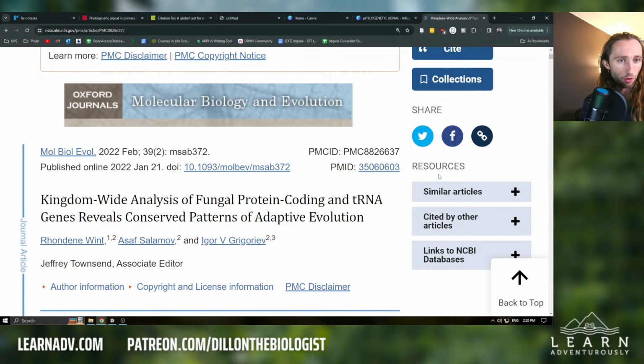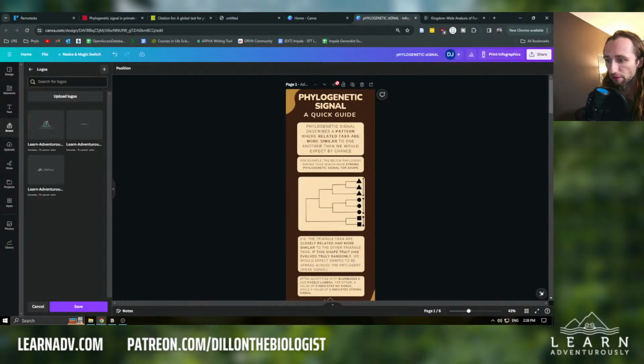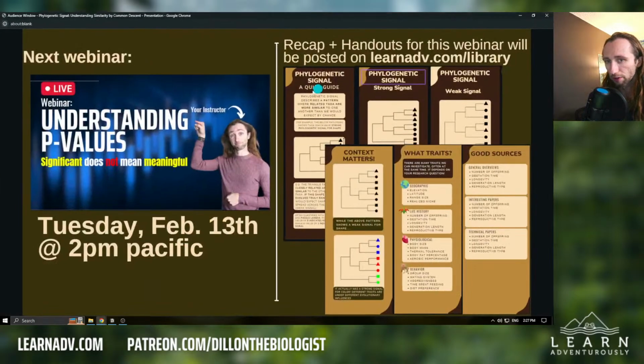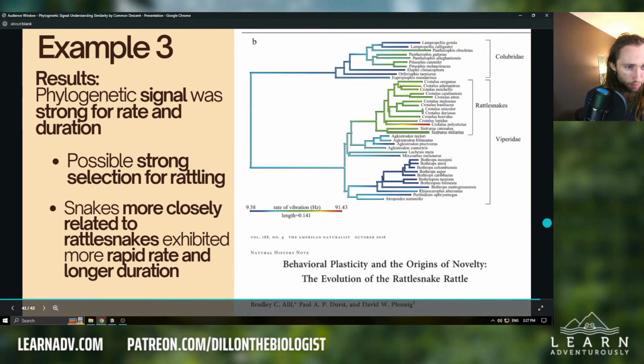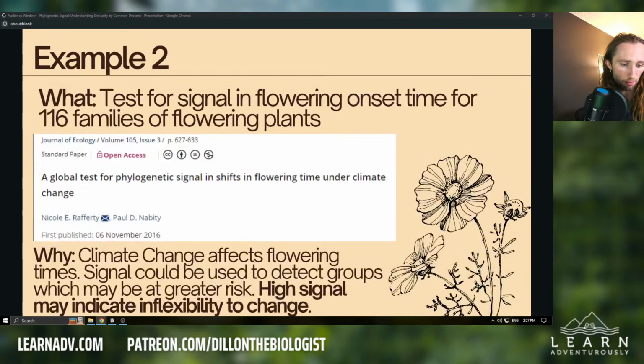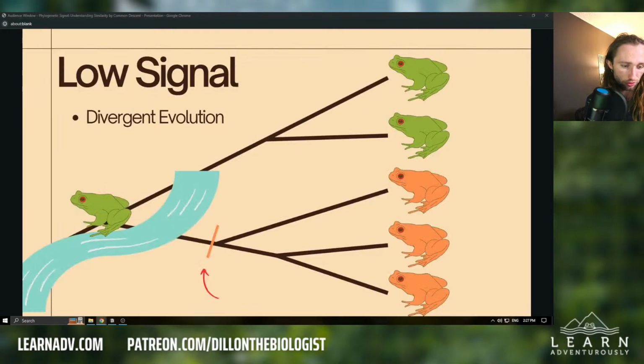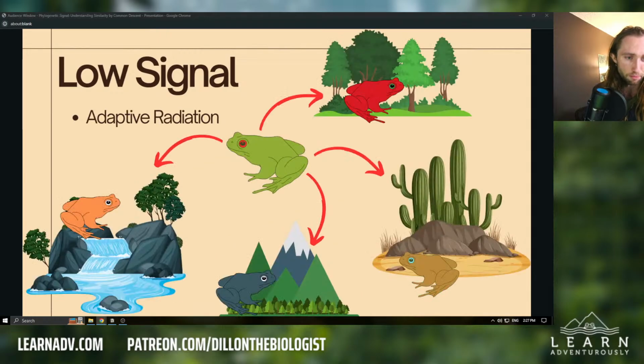So I'm just going to go in order of these questions. Can you walk me through the adaptive radiation bit again? Absolutely. So let's go here. Because for adaptive radiation, I do notice that I think high signal is a lot more intuitive than low signal. So let's do adaptive radiation. Let's get to this example here.